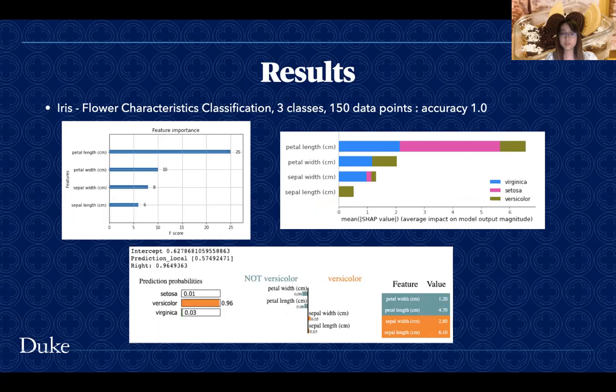The third data set I use is the iris flower characteristic classification dataset. This one is a rather small one with only 150 data points. And even with the depth 1 decision tree model, we can reach an accuracy of 1.0. And this time we can see feature importance and SHAP are having exactly the same ordering of feature importance. And my random pick of a data point for LIME also has very similar results.